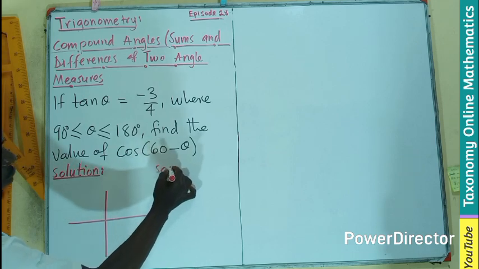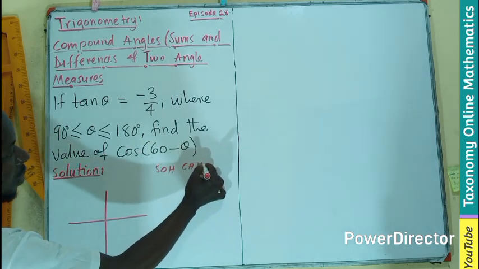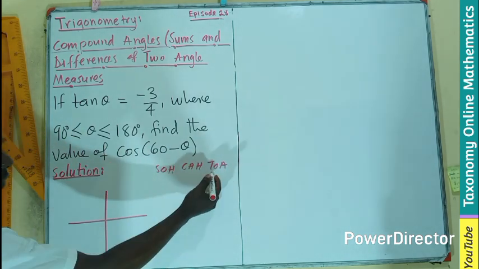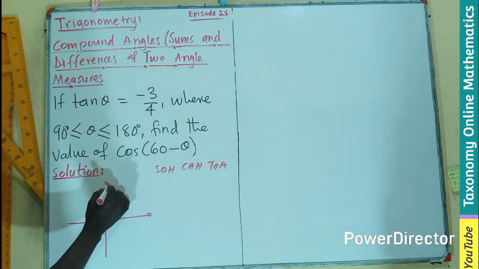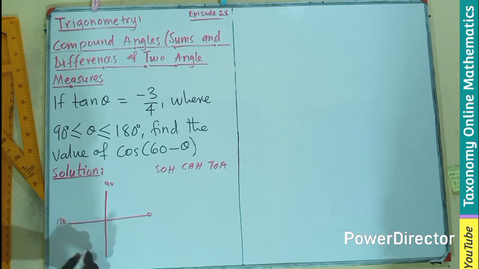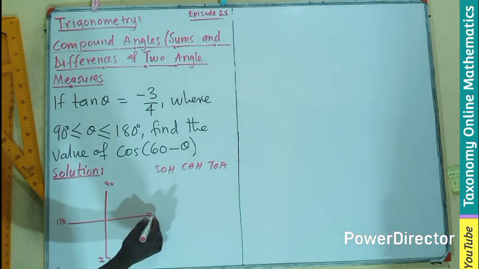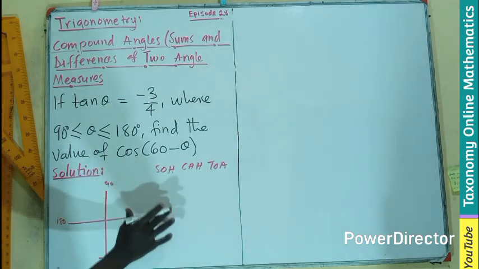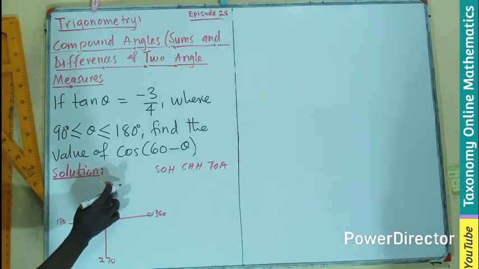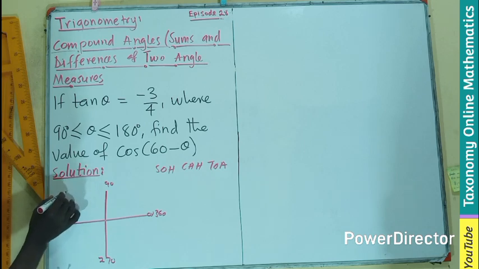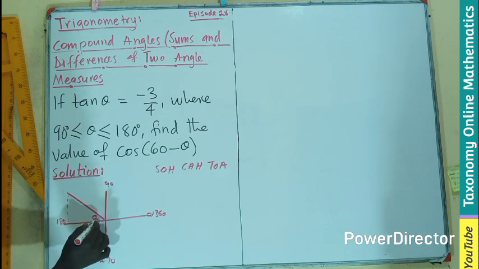Remember, we have 0 to 90 to 180 to 270, then 360. I'm doing this for those who are watching me for the first time. So this is where the angle is between 90 and 180. So we put it here. If I have a point here, the reference angle will be here.